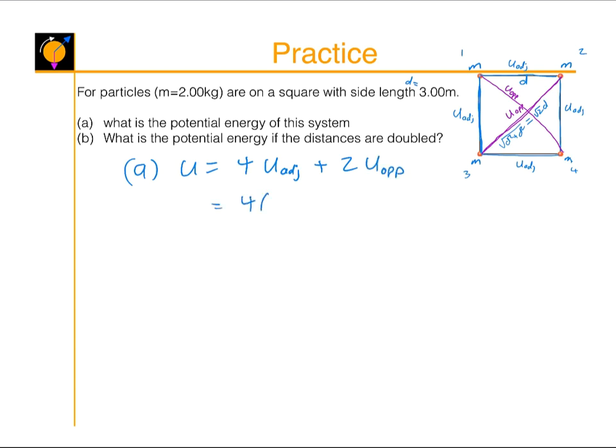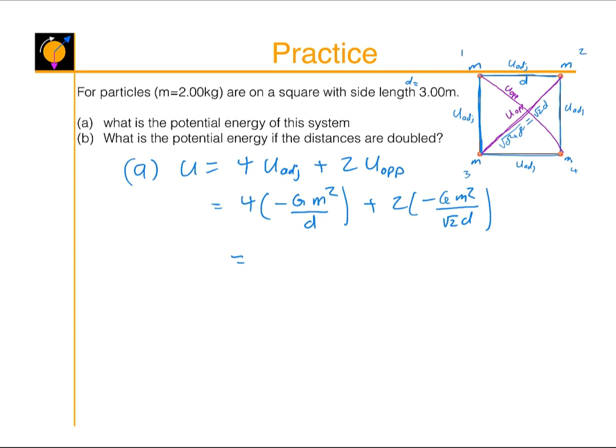The adjacent ones are all the same, so it's going to be minus g. They both have mass m, so it's just m squared over the distance. We'll call it d for now. And for the opposite ones, it's 2 times minus g m squared, and the distance between the opposite corners is a little bit larger than d. It's square root 2 of d.